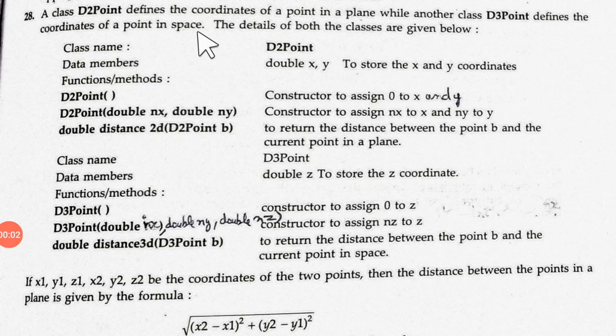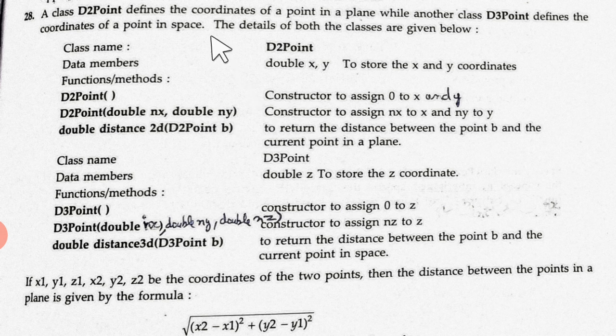Student, this is a program of inheritance where two classes, D2Point and D3Point, are there. Let me tell you what this program is all about. It implements single inheritance. The class name here is D2Point, so we read the details of that first. It has data members x and y, and class D3Point contains the data member double z.